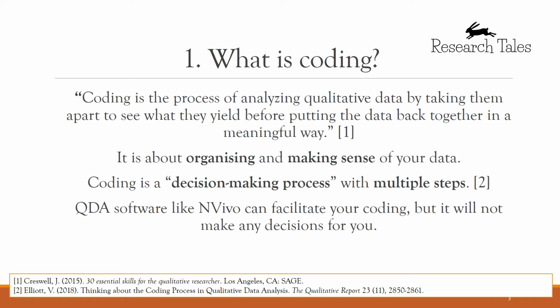And that already tells us that coding is a process with multiple steps. So it is not that you say, okay, I do the coding and then it's a straightforward process. Instead, you have to make a lot of decisions along the way. And what decisions you have to make and what those steps are will really depend on your project. NVivo can facilitate your coding, but it will not tell you what steps you have to take or what decisions you have to make. So like other qualitative data analysis software, it is quite flexible.